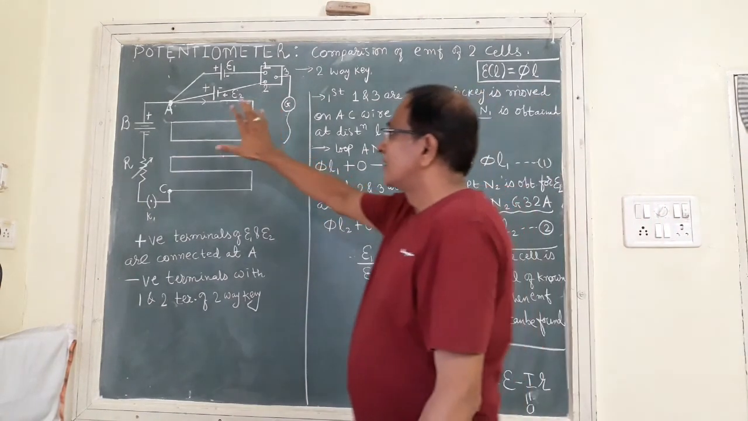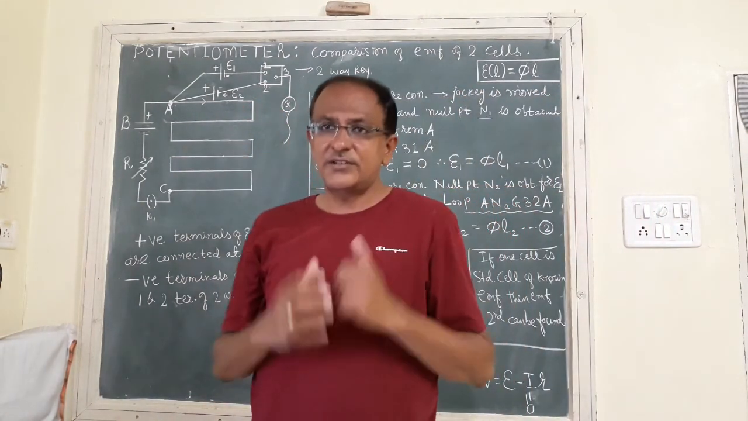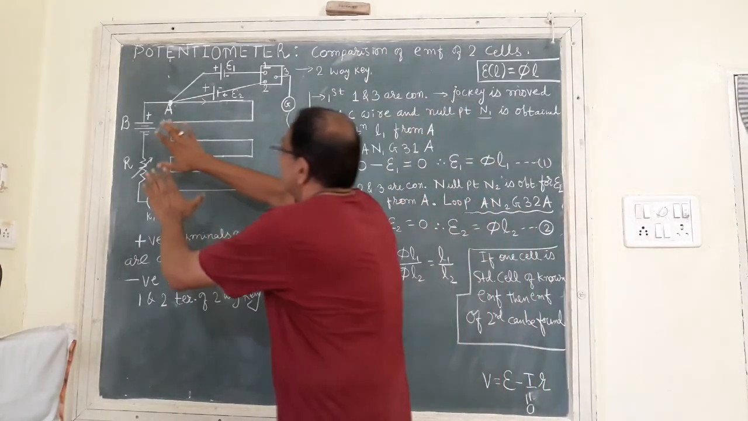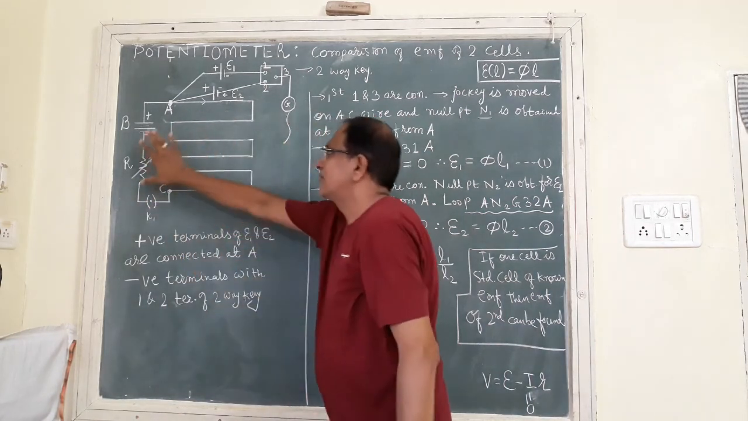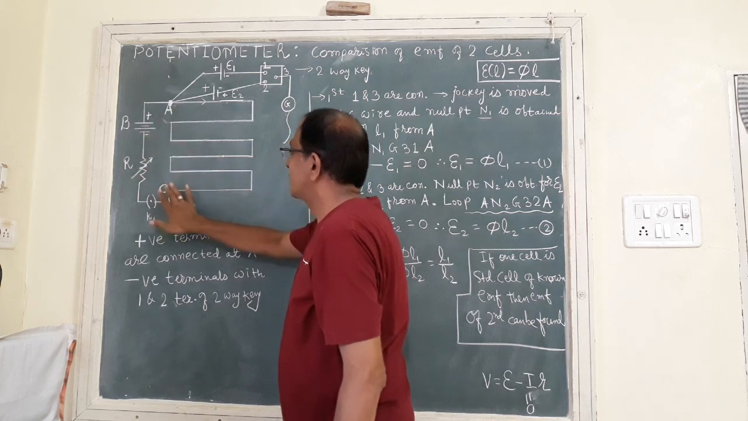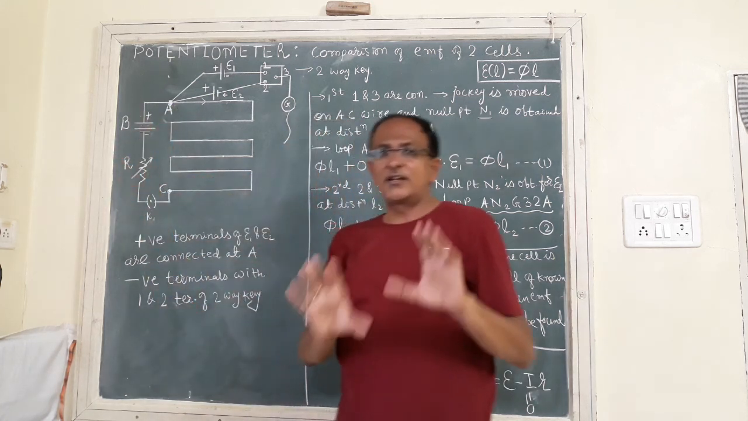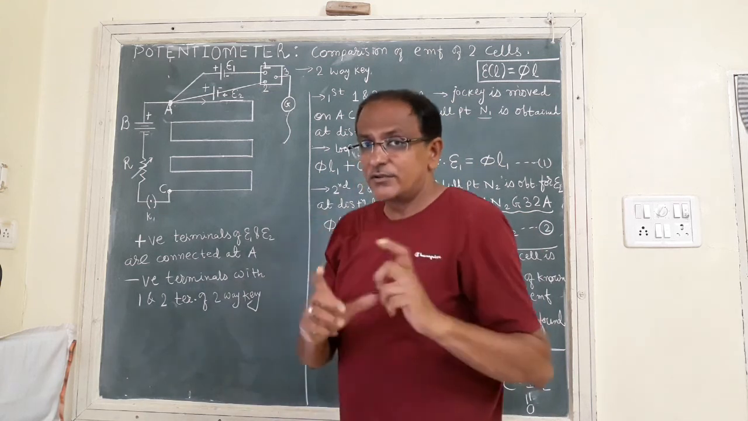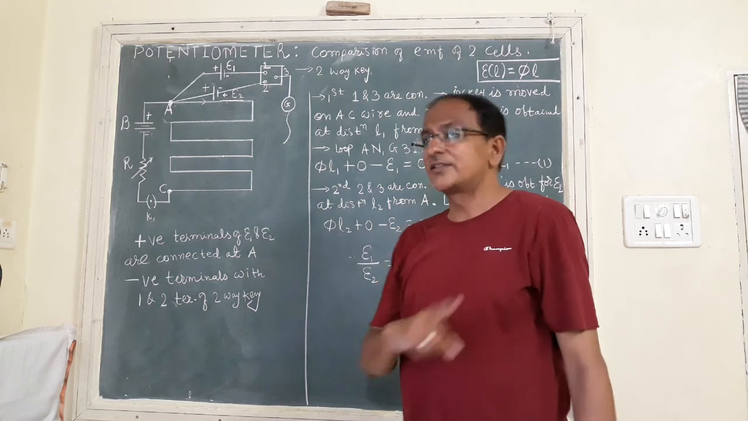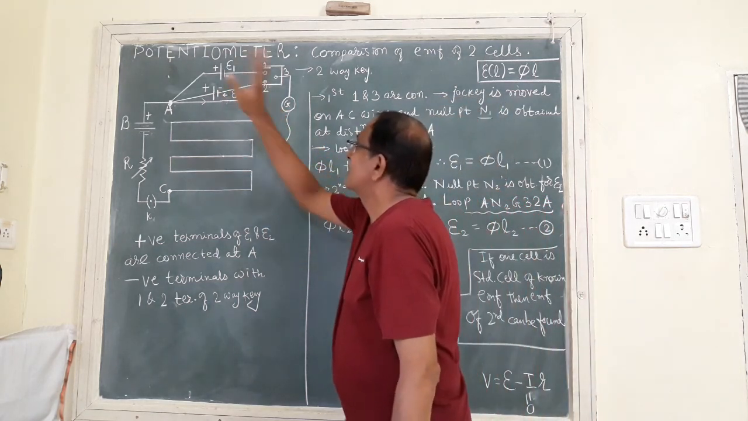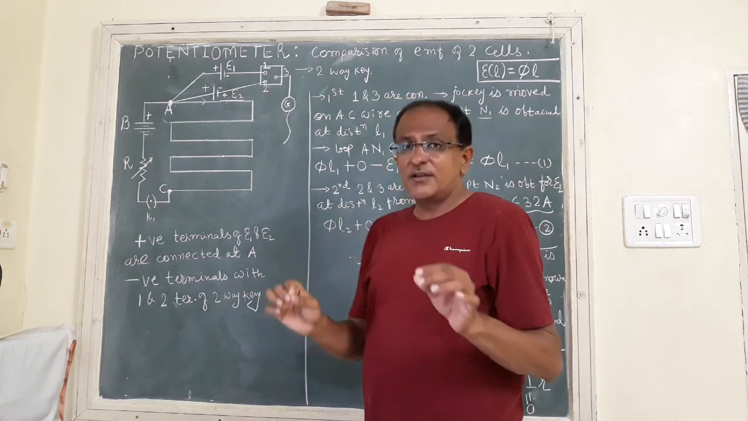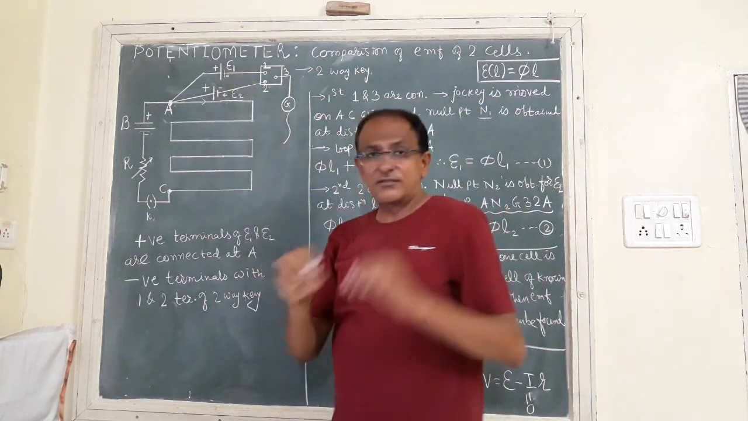Now the circuit which I have explained in the concept of the potentiometer is as it is. This is the main circuit which is providing the potential difference between points A and C. This battery is utilized for that. Now you want to compare the electromotive force of two cells whose EMFs are E1 and E2.